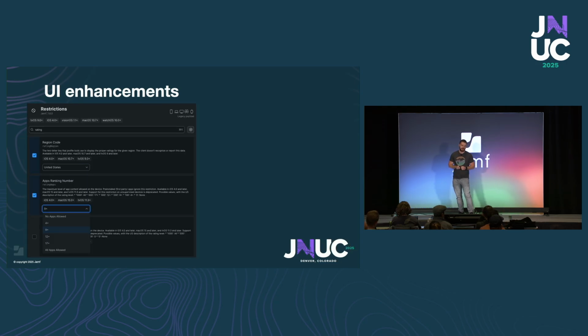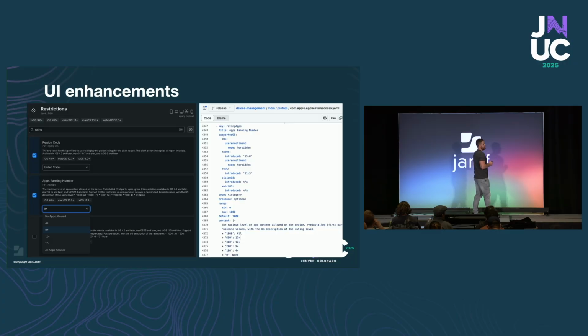Also, rating apps is another example, where you have values to be selected for the app's rating number. And in the Apple documentation, it's stated only as an integer.